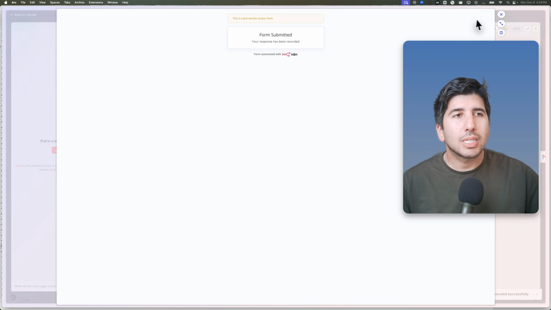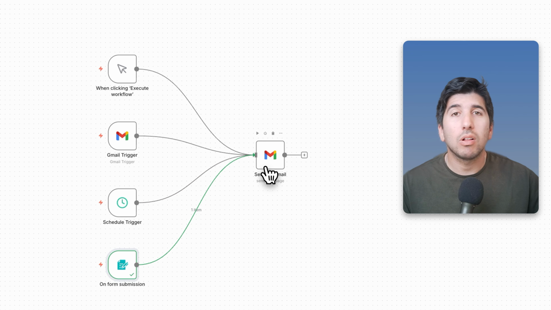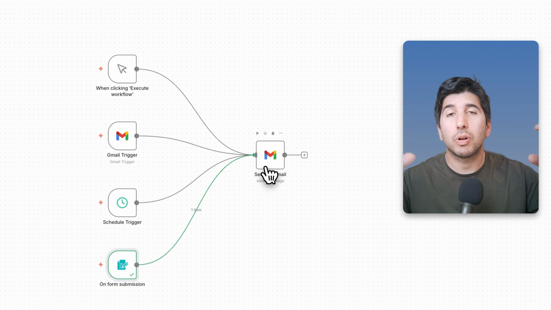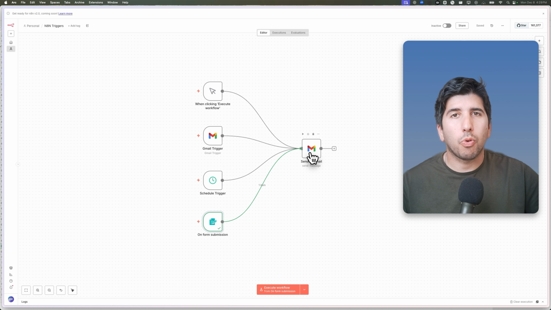And then when the form is submitted, that will also go here and send an email. It could send an email with the details of that form. So all the things that people filled out, then it could kick off an automation. So those are the ways to think about triggers for automations.